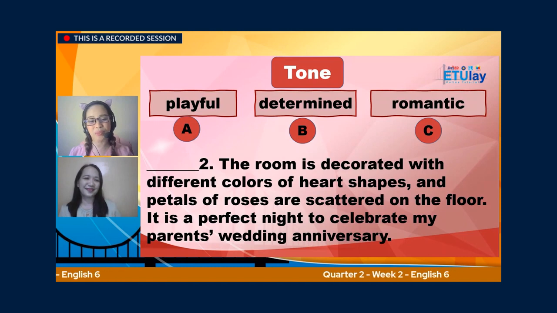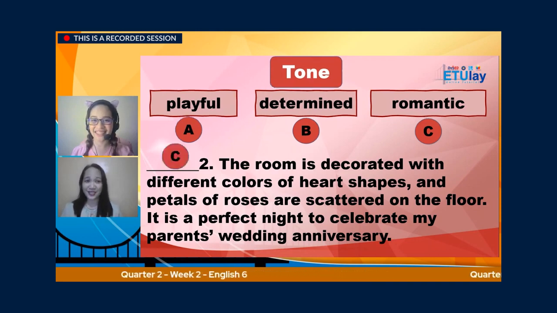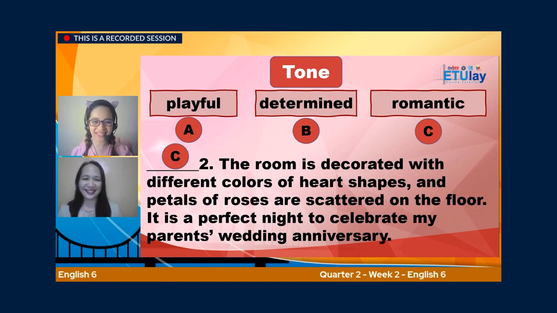And for number two, the room is decorated with different colors of heart shapes and petals of roses are scattered on the floor. It is a perfect night to celebrate my parents' wedding anniversary. A, playful, B, determined, and C, romantic. And our answer is letter C, romantic.